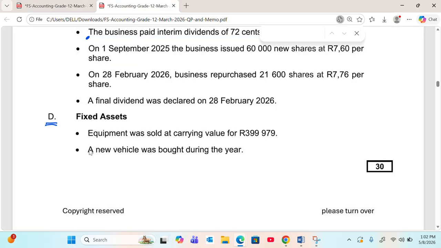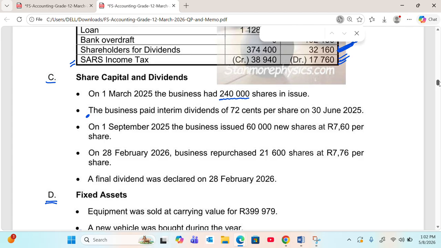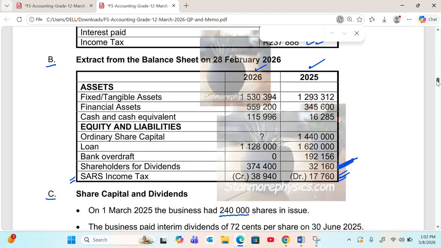So as well on information D, a new equipment was bought during the year. A new equipment was bought, an outflow of cash, money leaving the business. Do we have the figure? No, we don't have the value of that equipment that was bought. So what I like to do as well is to create a T account. Let's go and check our fixed assets. Our fixed assets, the tangible assets, we have the opening balance and the closing balance on year 2026. Please note those figures.